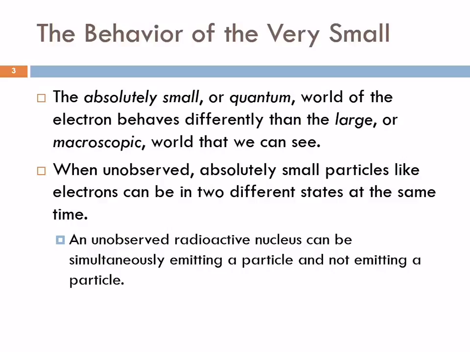An unobserved radioactive nucleus. You've heard of radioactivity. Radioactive nuclei decay by spitting out a small chunk of themselves. They emit alpha, beta particles or gamma rays. And you would think, well, that nucleus is either emitting a particle right now or it's not emitting a particle. But if we're not observing it, it is doing both at the same time. Why do we say it's doing both at the same time? Because it is doing both at the same time. It is simultaneously emitting a particle and not emitting a particle. And this is very disturbing.